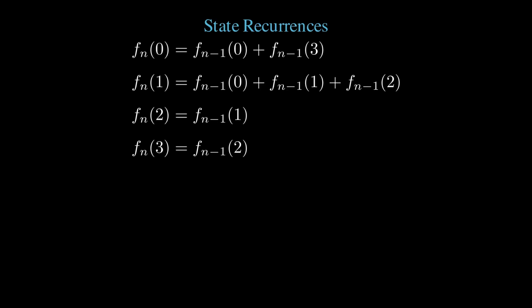Basically, these equations on the screen just represent how we can get from one state to another state, and how many ways we can do that. For example, take the first one, f sub n of state 0 equals f sub n minus 1 of 0 plus f sub n minus 1 of 3. Because a word in state 0 can either stay in state 0 or come from state 3 without completing ABBA.